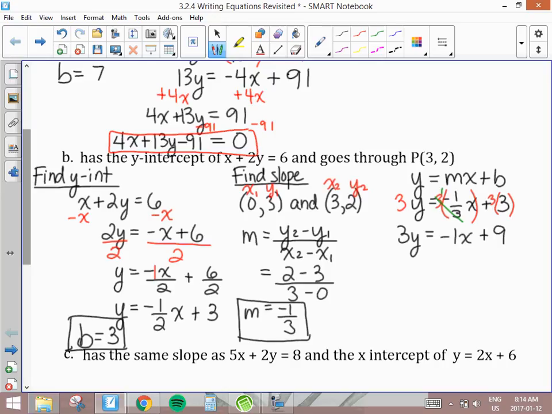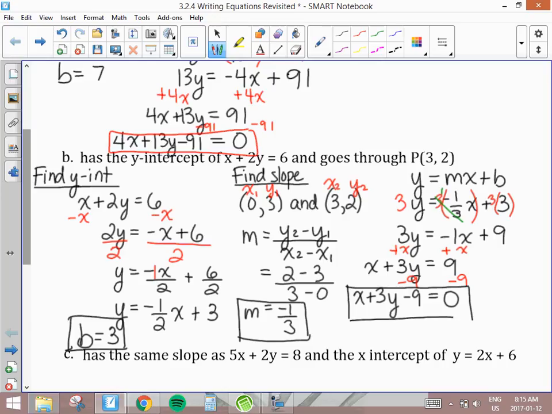Now to simplify this into standard form, I need to get everything onto one side of the equal sign, and I want the x term to be positive. So I'm going to move the negative 1x, I'm going to add x to both sides, and that's going to change the x to a positive term. And then finally, I'll move the 9. Since it's positive, I'll subtract it from both sides. And that is our final answer in standard form. I've got the x, the y, and the number all together on one side equals 0. No fractions, and the x term is positive.